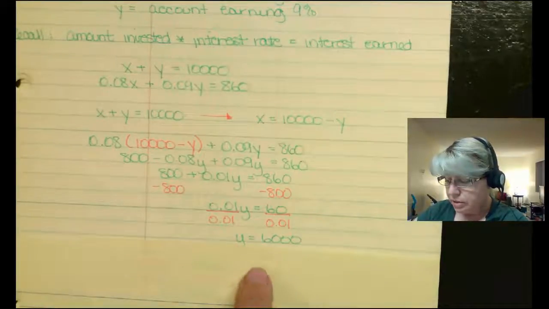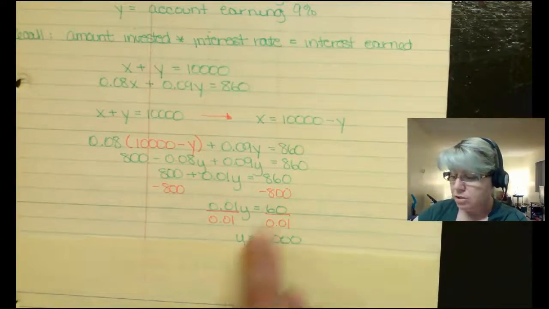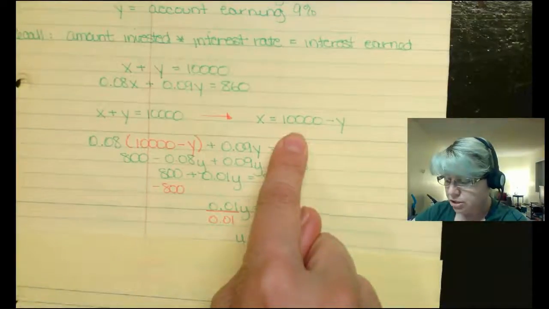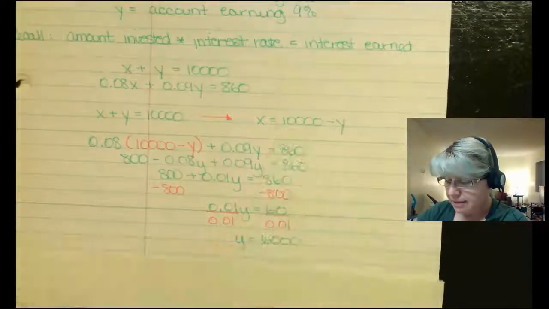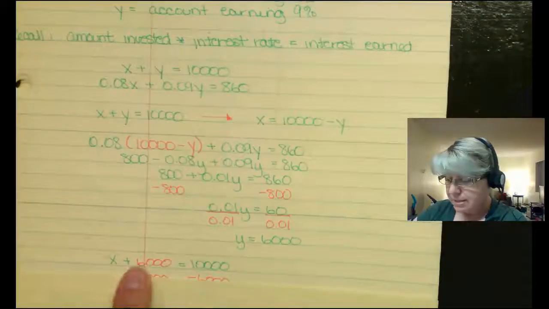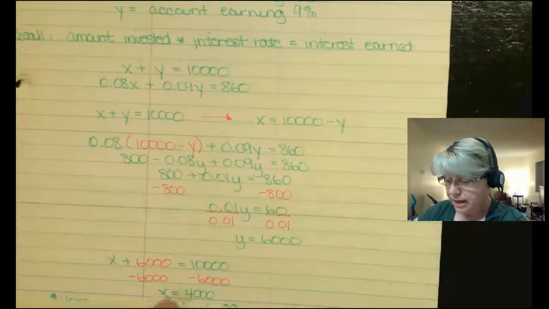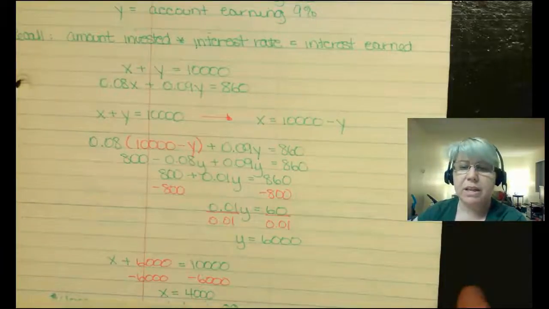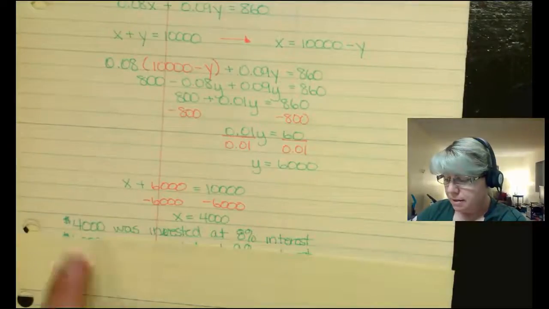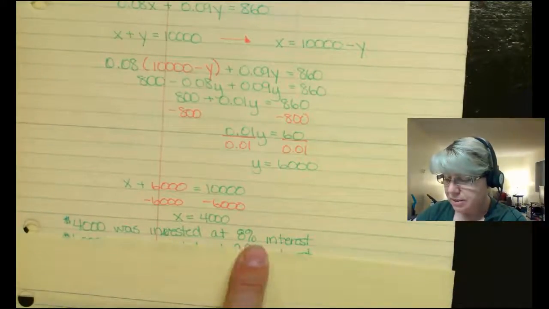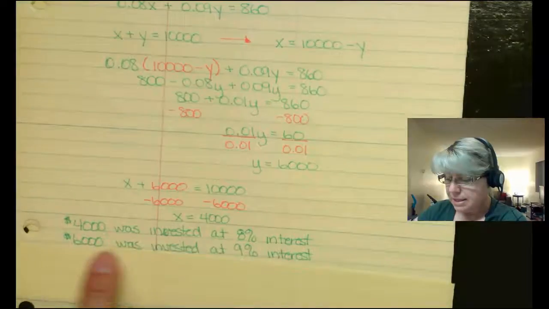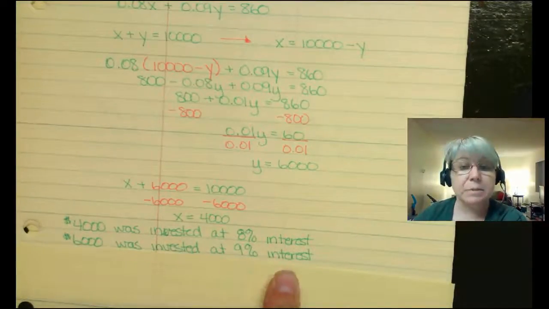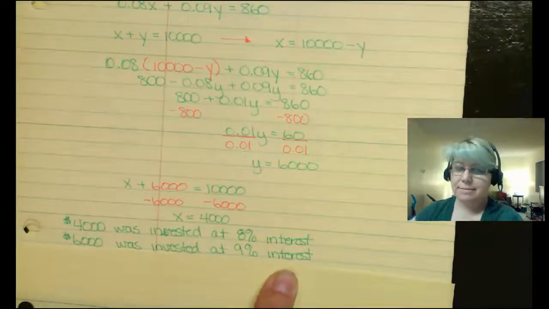Now all we need to do is plug y back into either one of these equations to solve for x. X plus 6,000 equals 10,000. Subtract 6,000 from both sides, therefore x equals 4,000. So what do those answers mean? It means $4,000 was invested at 8% and $6,000 was invested at 9% interest, right?